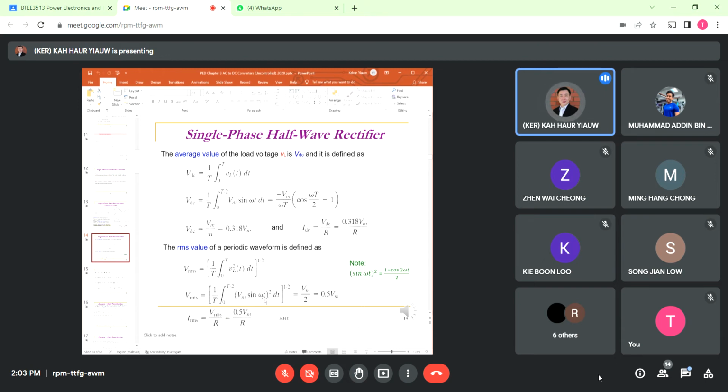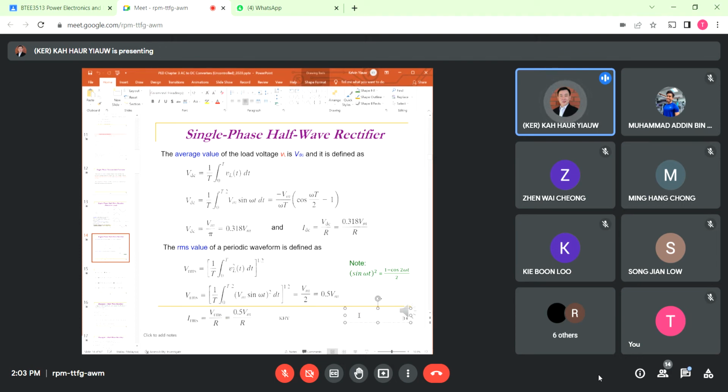Okay, so you may need to break it down. So you may need to use the trigonometric identity. In this case, I have already placed sine squared omega t is equal to 1 minus cos 2 omega t over 2 here for you. So we need to substitute this into here, and only then do the derivation. After you've done the derivation, that should give you Vm over 2, which is your IMS value. Similarly, if you want to find the IMS, you just divide the VMS by R. That will give you the value.